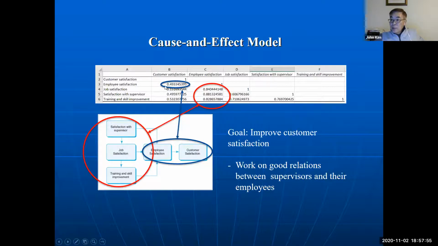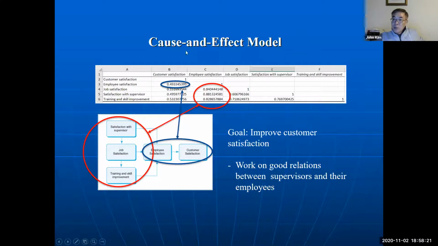And then the last one, I expected employee satisfaction high, then customer satisfaction may be related, but not much. Anyway, positive relationship.